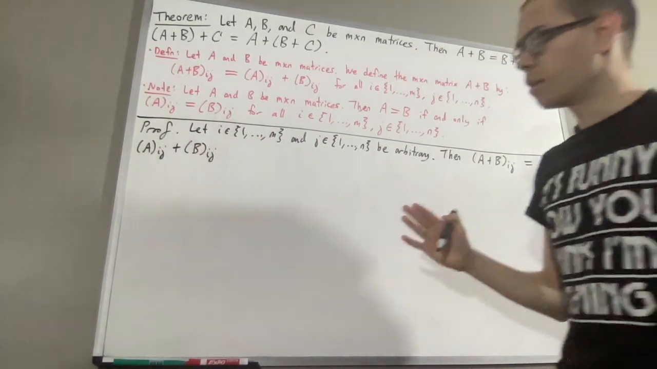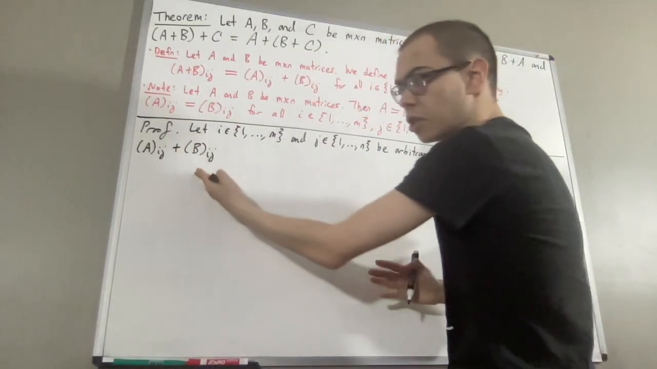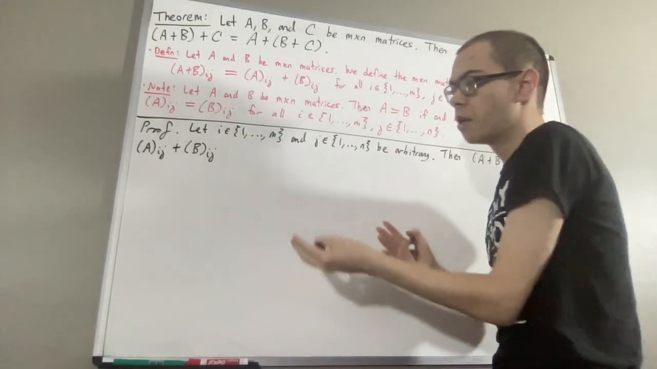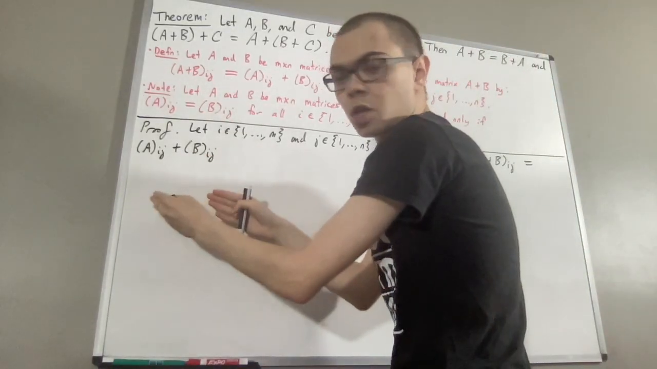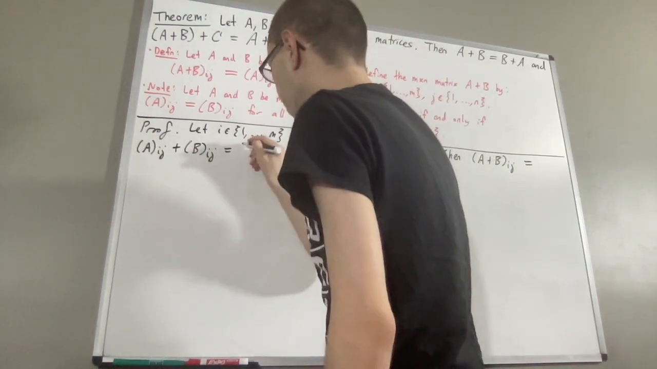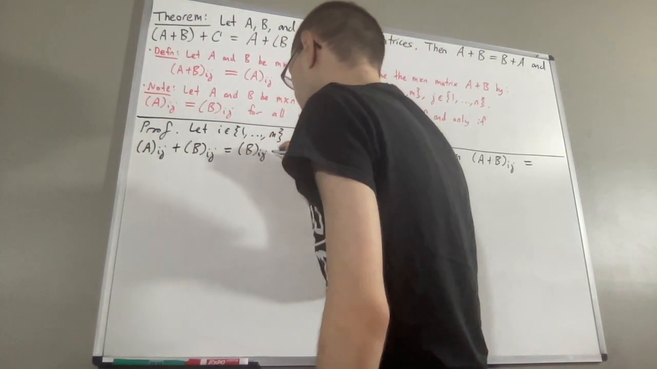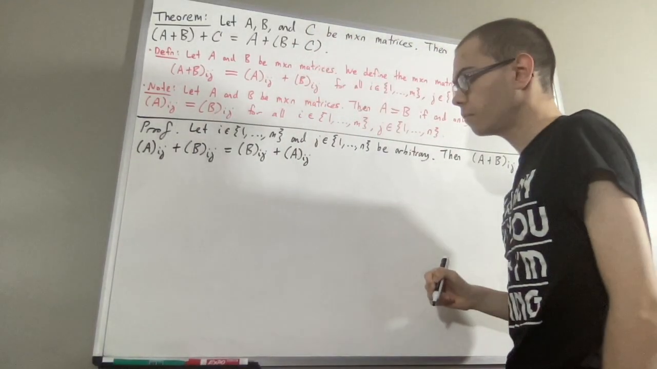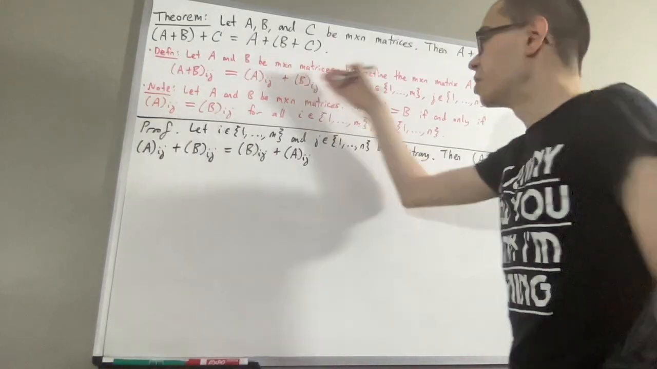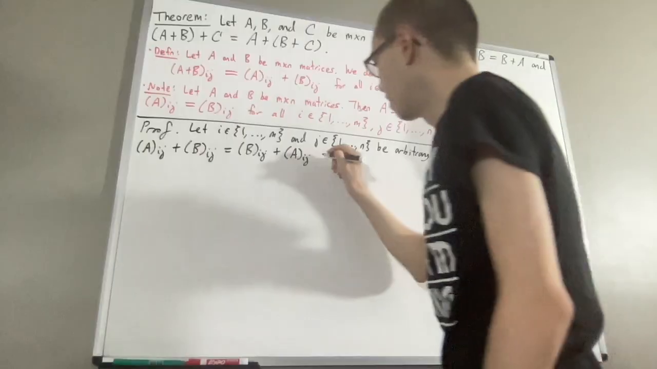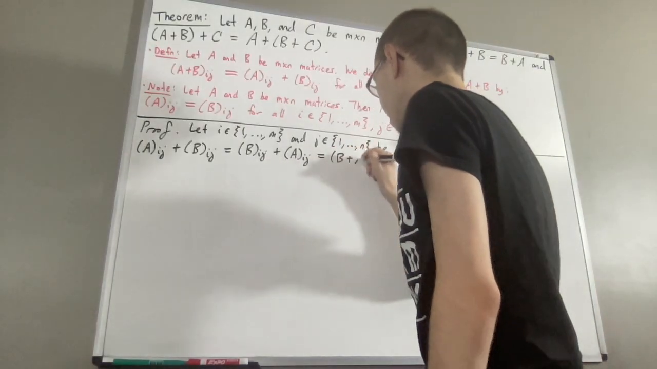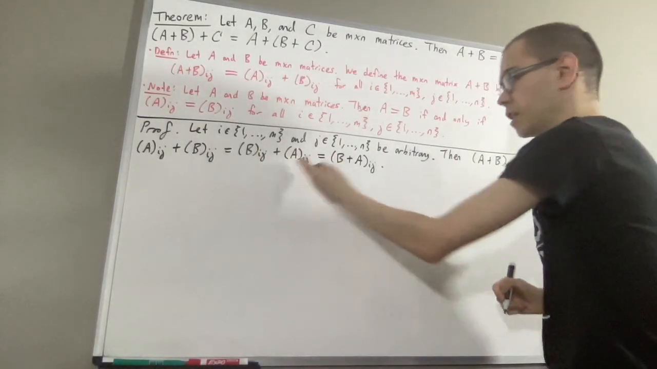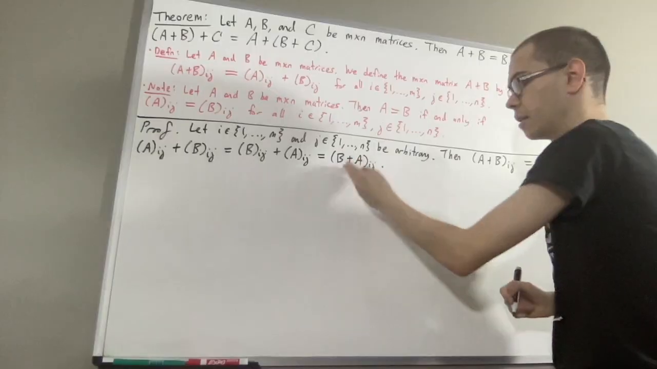But remember, the entries of a matrix are numbers, right? Maybe they're real numbers or complex numbers, whichever you like. But we know that the commutative law holds when we're adding numbers. So we could flip these around and write the ij entry of matrix B plus the ij entry of matrix A. But then, by definition of matrix addition again, this is precisely the ij entry of matrix B plus A. Right? We're just adding the corresponding entries of matrix B and A to get this.